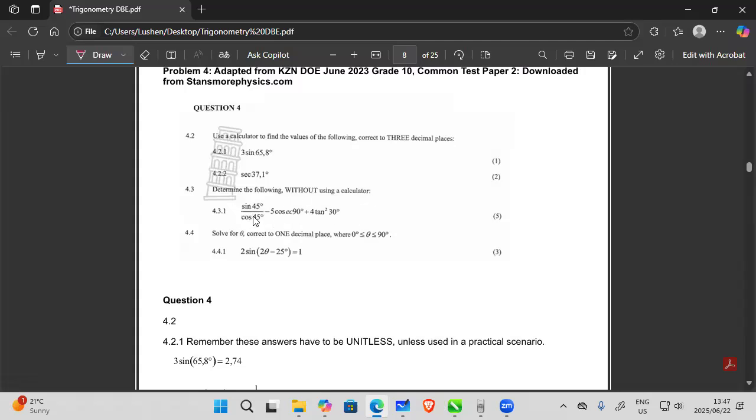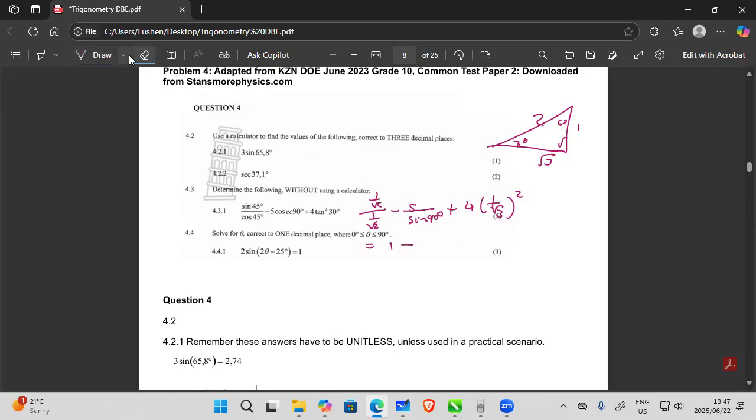The sine of 45 and the cos of 45 will be 1 over root 2 over 1 over root 2, which will be 1, minus 5. Cosec is 1 over sine, so it'll be 5 over sine of 90 degrees, plus 4 times the tan squared of 30. Tan of 30 is 1 over root 3, so it'll be 1 over root 3 squared, right? There's a 30, 60, 90 triangle with sides 1, 2, root 3. So tan will be 1 over root 3 squared. And if we solve, this will be 1 minus cosec.